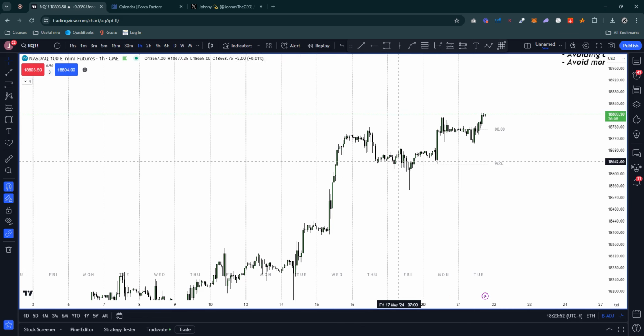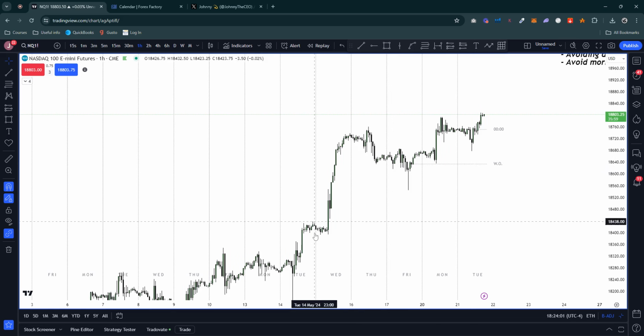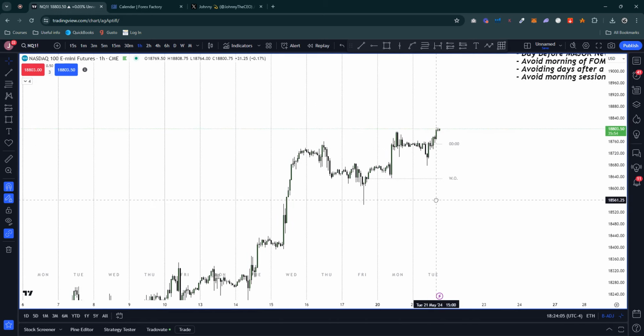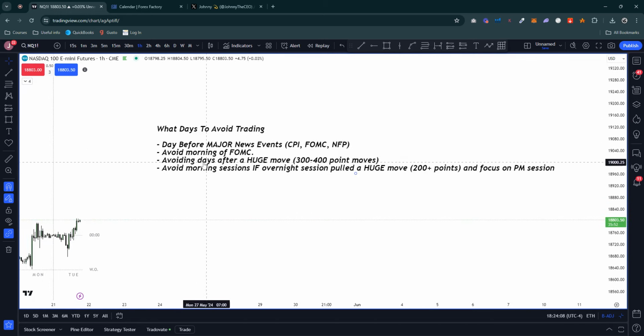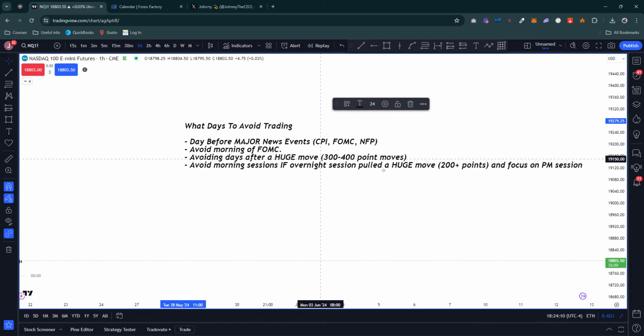I promise you guys, Friday was extremely choppy. It was very hard to read, even for me with so much experience, just because we're so bullish and expecting higher prices, especially above all-time high. So you want to avoid days after a huge move, I'm talking about 400 point moves. Avoid morning sessions if the overnight session pulled a huge move, 200 plus points, and then focus on the PM session, because the PM session will usually be a lot cleaner than the morning session after a huge move in the overnight session.